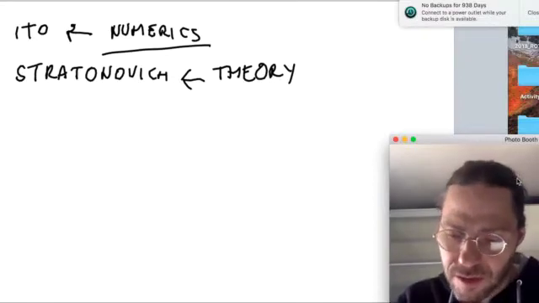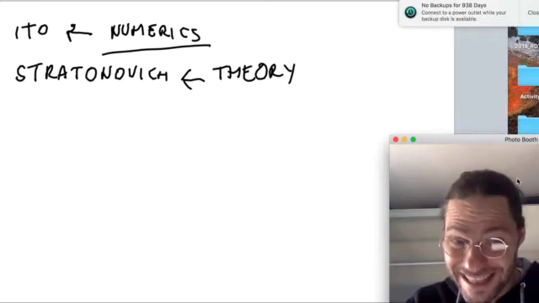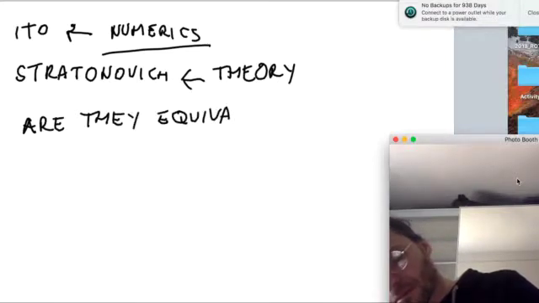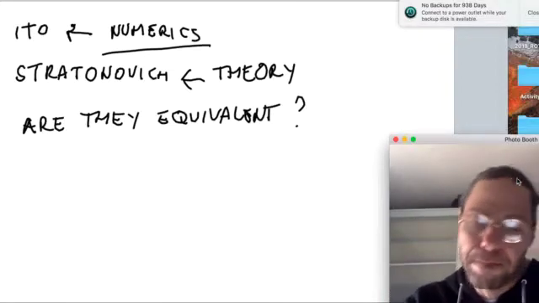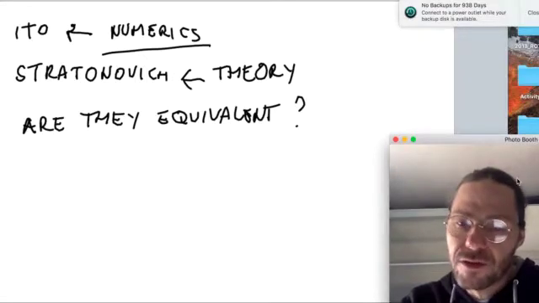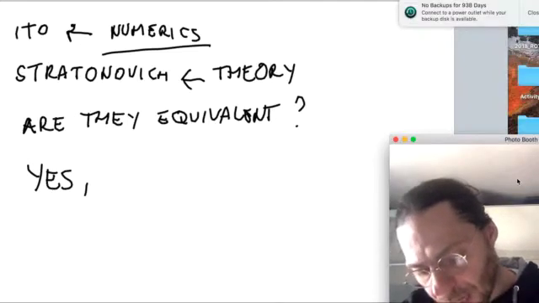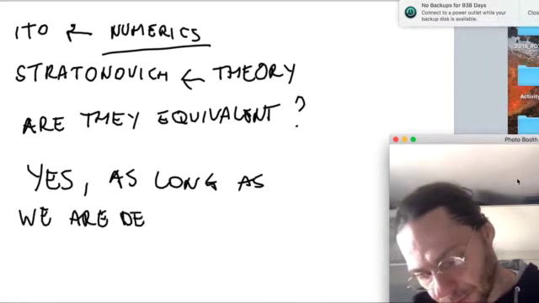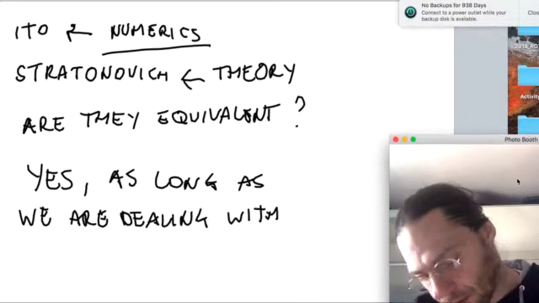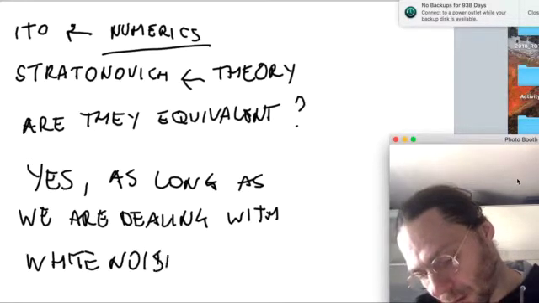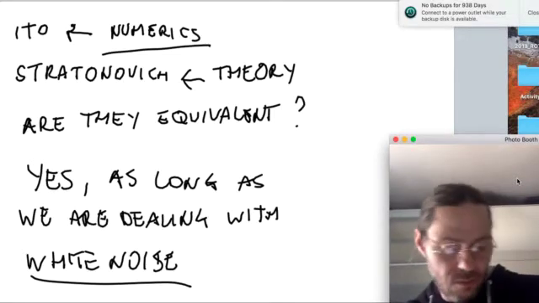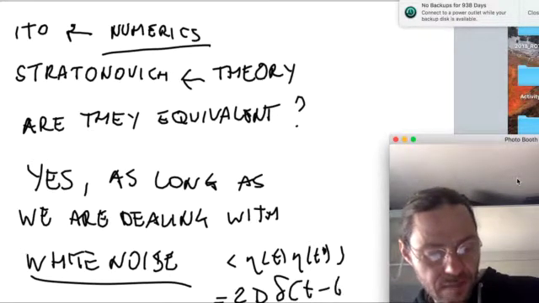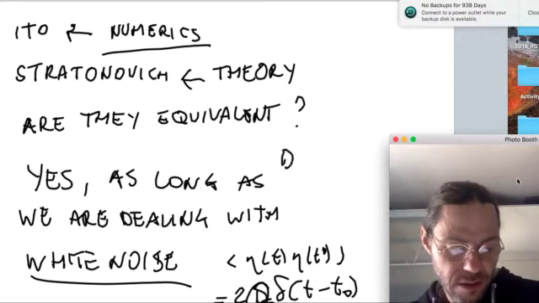Which brings me to the question that I was asked. Are the two formulations equivalent from the point of view of physics? The answer to this question is yes, they are, as long as we are dealing with white noise. So what is white noise? White noise is a Gaussian noise which obeys a commutation relationship, which is the one that we used. And I want to emphasize that the diffusion coefficient that appears here is state independent.